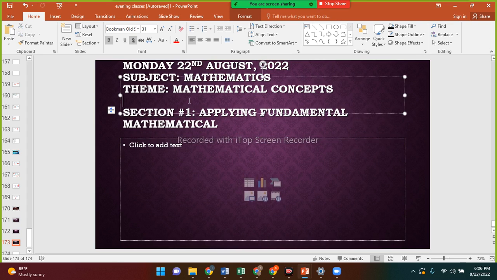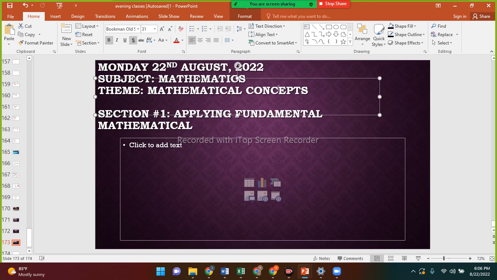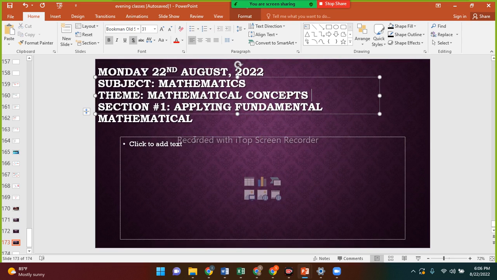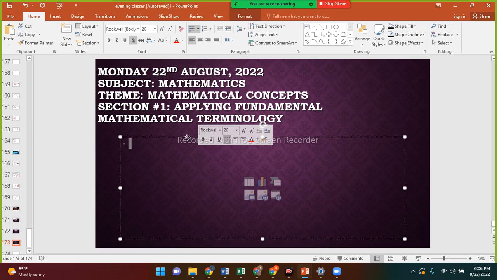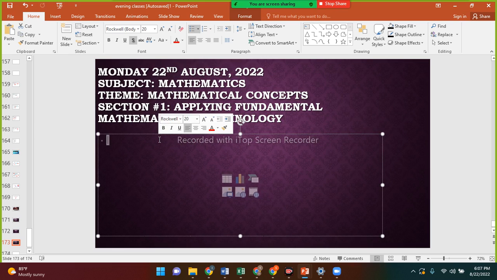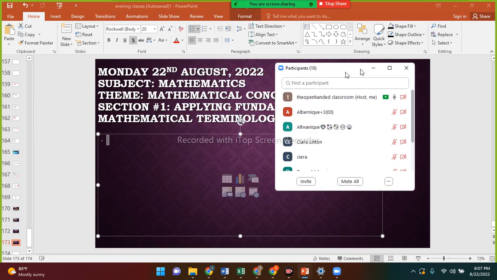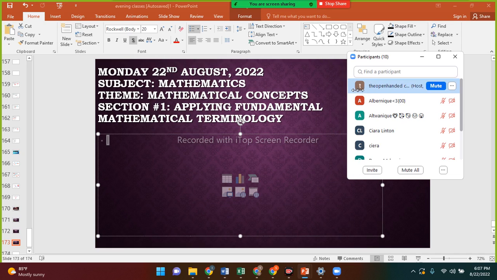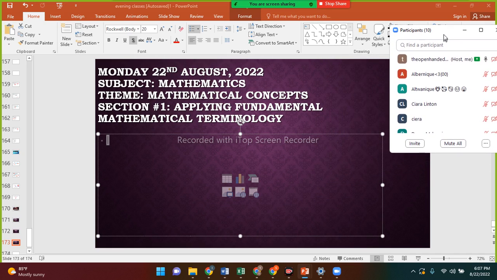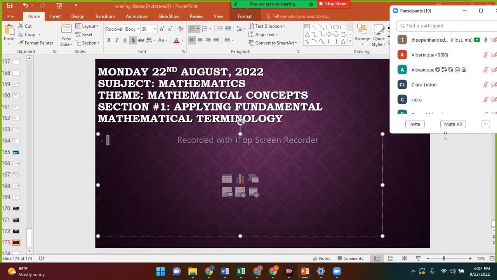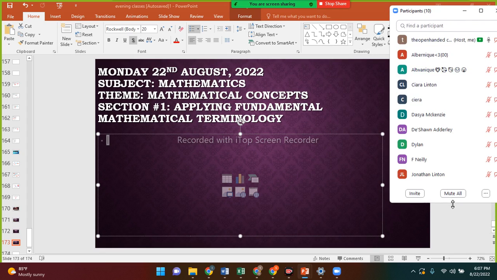So we're going to begin with applying fundamental mathematical terminology. When I say that, I mean very simple terms that we probably are familiar with. Some of us are, some of us may not be familiar with them. First I'm going to define them, and after we finish the definitions, then we're going to actually apply them with some questions, okay?